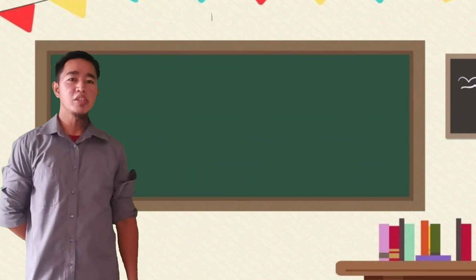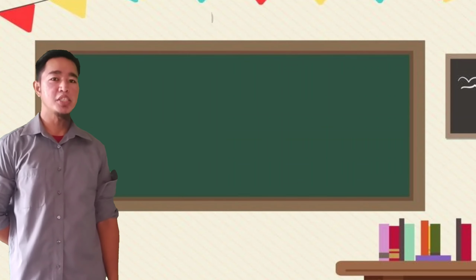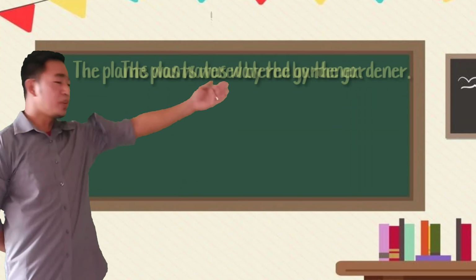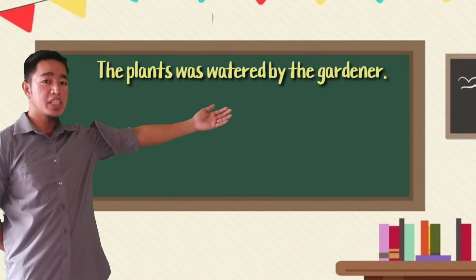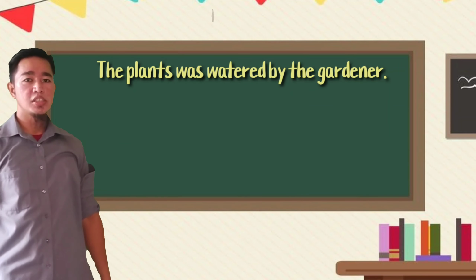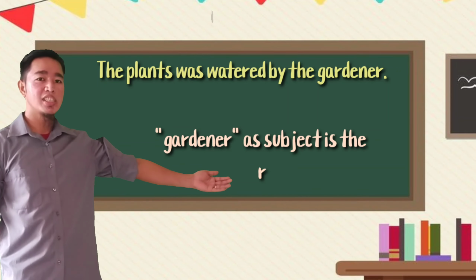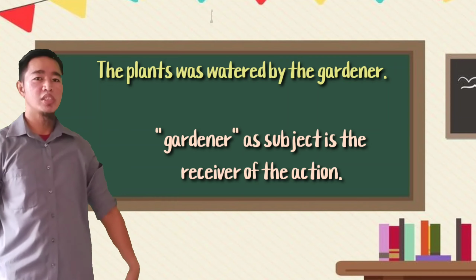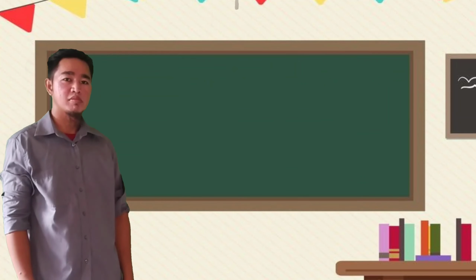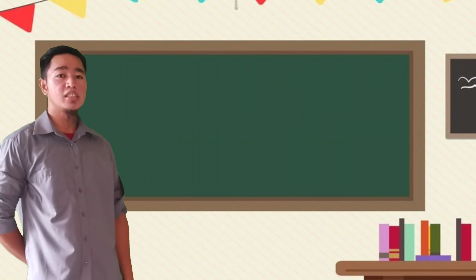Very good. Now let's proceed to the example of passive voice. The plants were watered by the gardener. This sentence is a passive voice because the word plants, as the subject, is now the receiver of the action. Did you understand it, class?